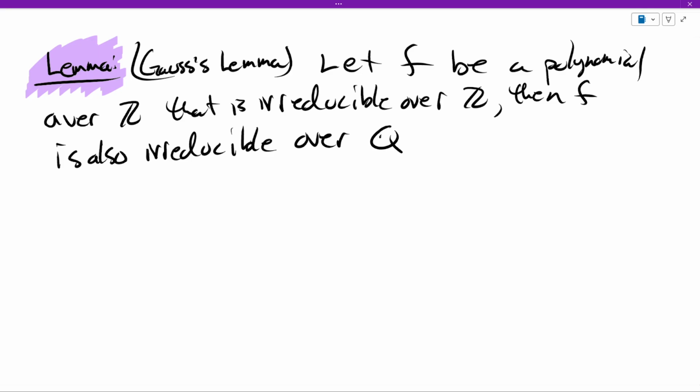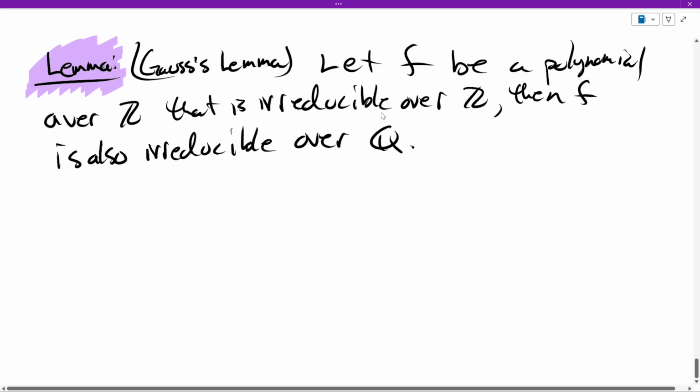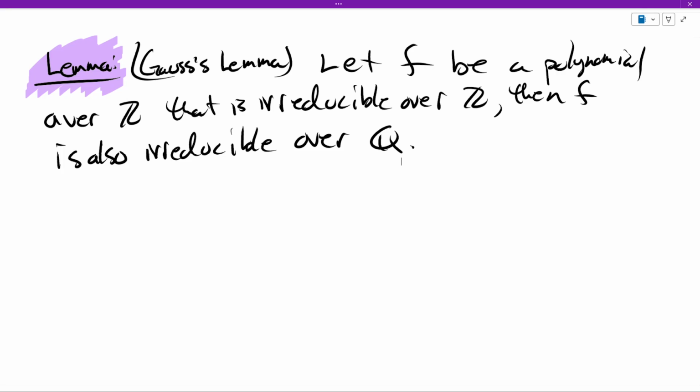And this seems kind of like whatever at first, but remember, over Z, polynomials can factor in fewer ways. And this says that by adding in the ability to have fractions, we still cannot factor further. So irreducibility over Z implies irreducibility over Q. Now, let me show you one way in which this is helpful.